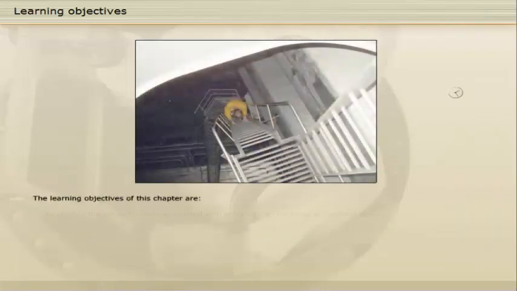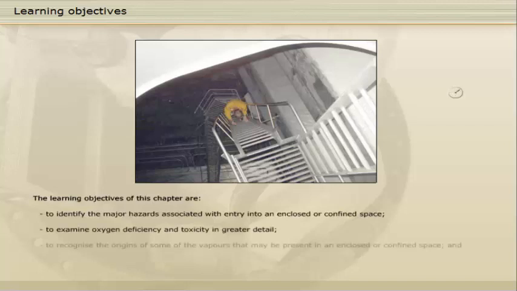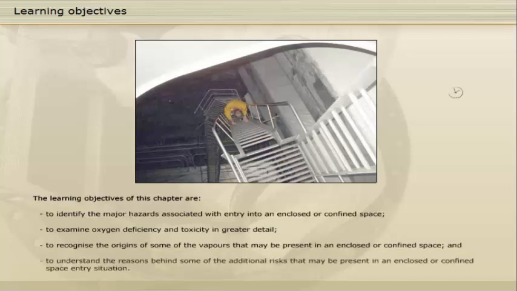The learning objectives of this chapter are to identify the major hazards associated with entry into an enclosed or confined space, to examine oxygen deficiency and toxicity in greater detail, to recognize the origins of some of the vapors that may be present in an enclosed or confined space, and to understand the reasons behind some of the additional risks that may be present in an enclosed or confined space entry situation.